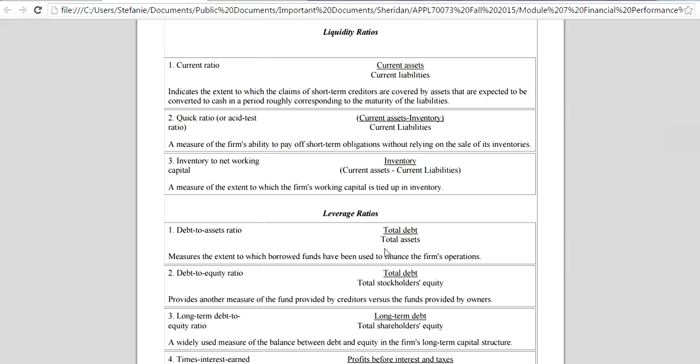Leverage ratios: is your company heavily leveraged by your assets, or are you more leveraged with debt? The higher your debt ratio, the worse that is for your company, because it means you're operating on borrowed funds, and that is a risky position for any company to be in.